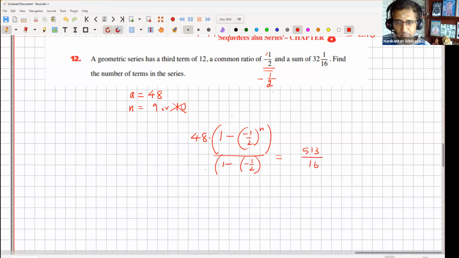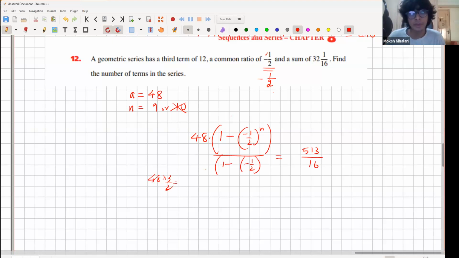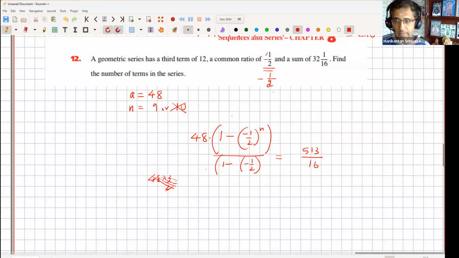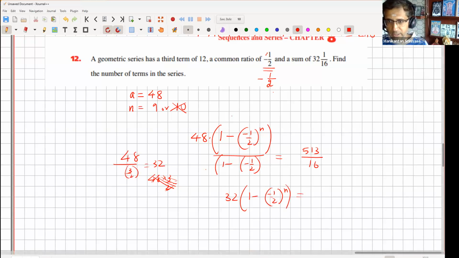Okay. So 1 minus half is 3 by 2. 3 by 2, when it goes up, 48 times 3 by 2 becomes 72, sorry. So it's 48 divided by 3 by 2, not times. Oh, okay. You're right. My mistake. 48 divided by 3 by 2 becomes how much then? 32, right? So it's 32. So it's 32 times 1 minus half power n equal to 5 1. In fact, I'll leave it like this: 32 1 by 16, right?